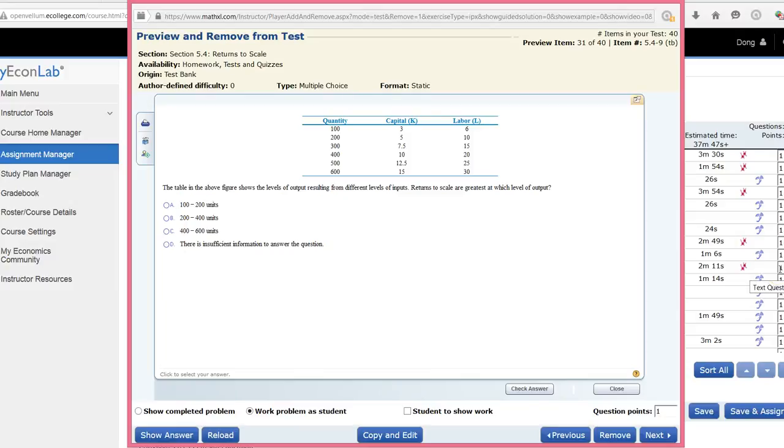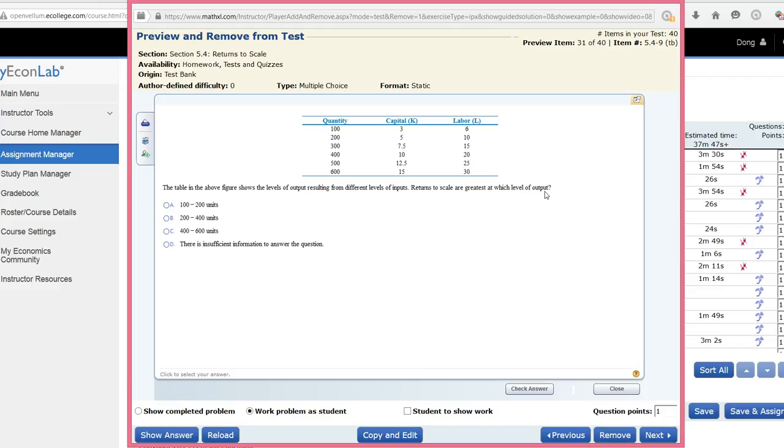This is question number 31 of the first midterm exam. So we are given a table with the quantity of output as well as the capital and labor amount. The table in the above figure shows the levels of output resulting from different levels of inputs. Returns to scale are greatest at which level of output?